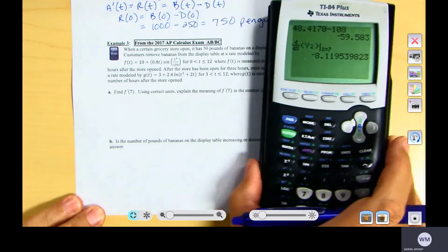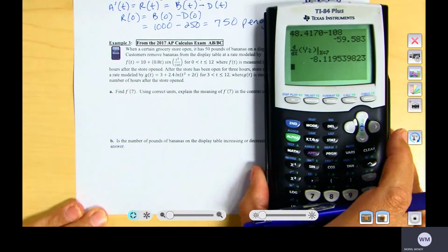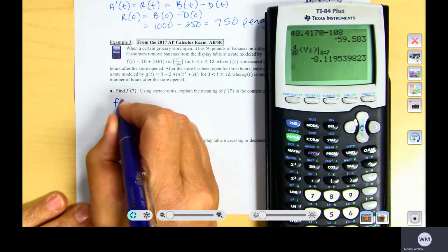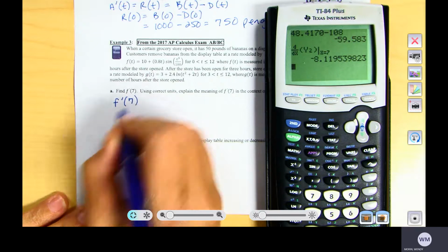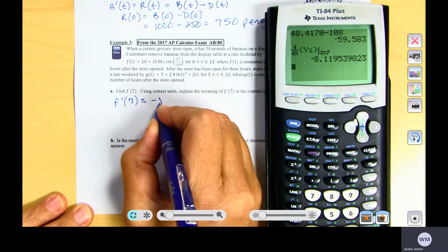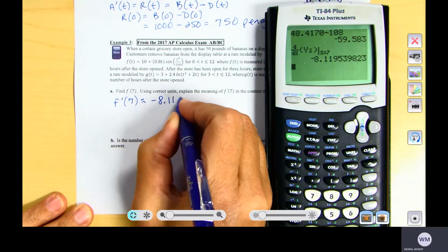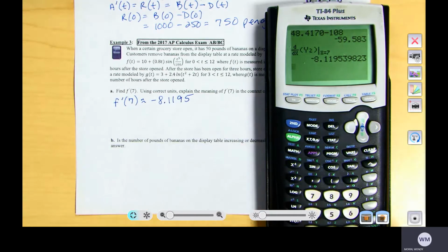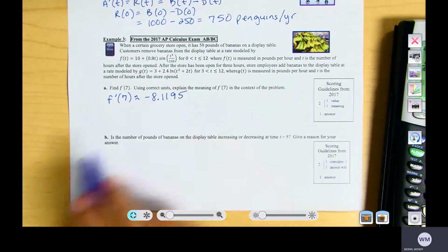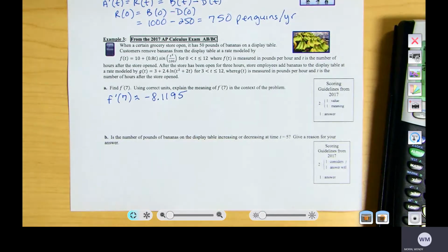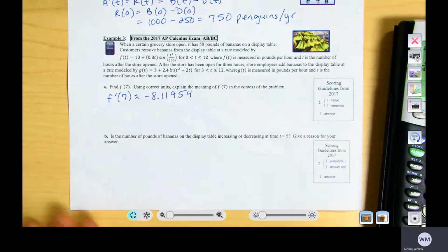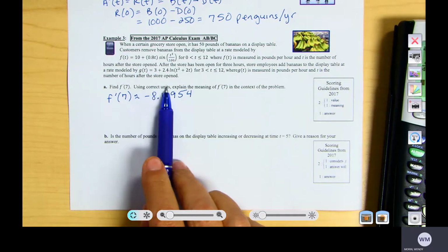Now, the only thing you have to write on your test when you're doing the free response, you don't have to say, typed it into my calculator. You can just say f prime of 7 is approximately equal to 9.5. Again, I like to go to at least 4 decimal places, truncated. It's completely up to you. And use the correct units.